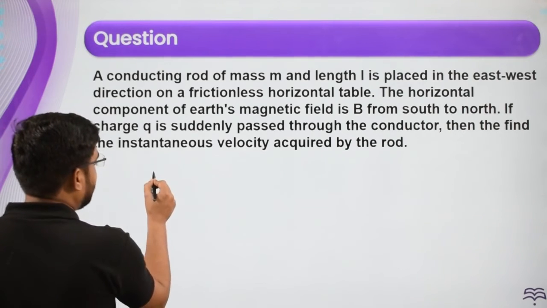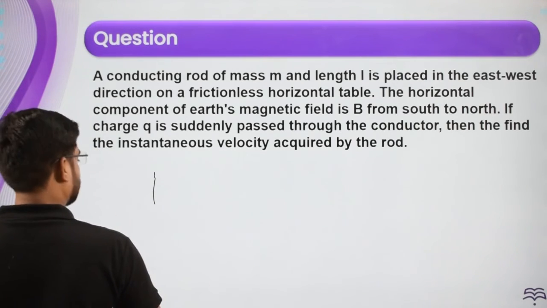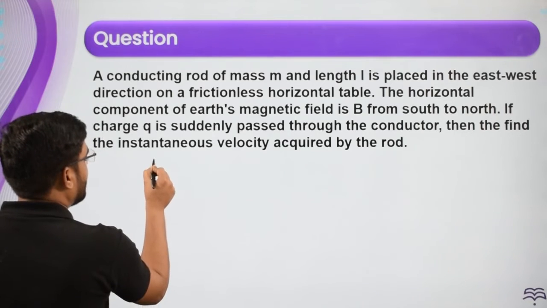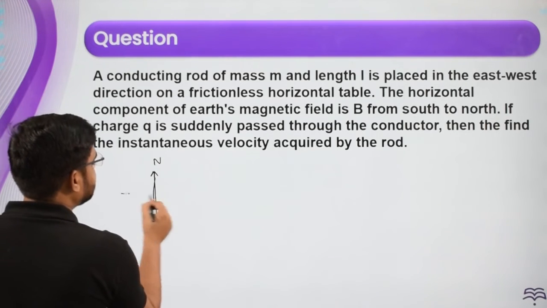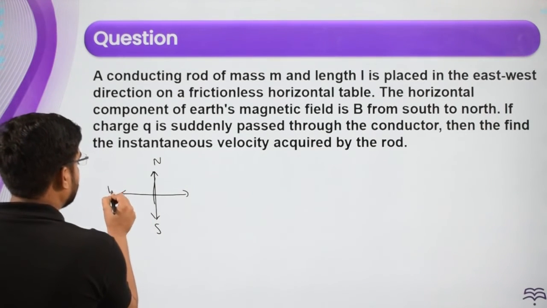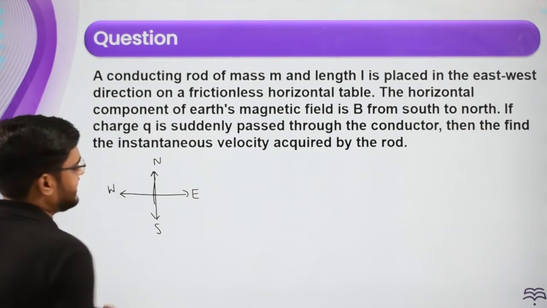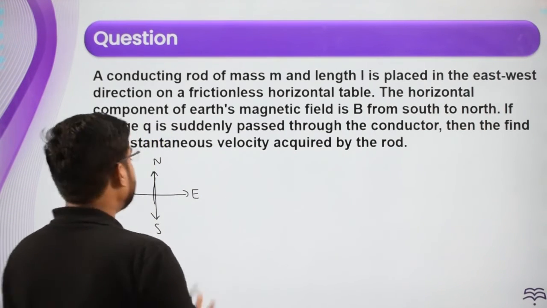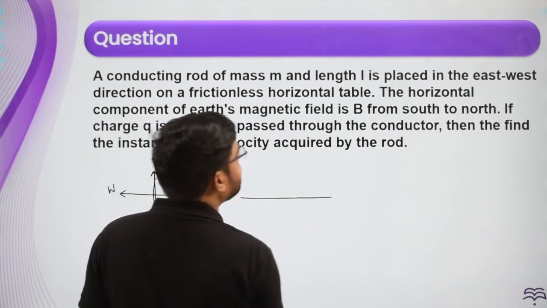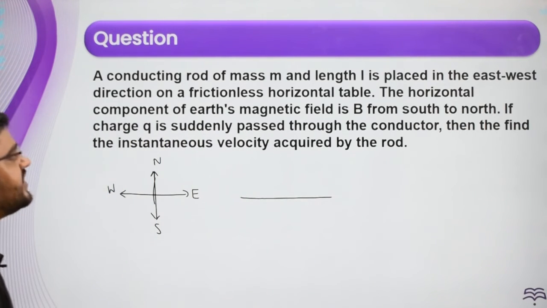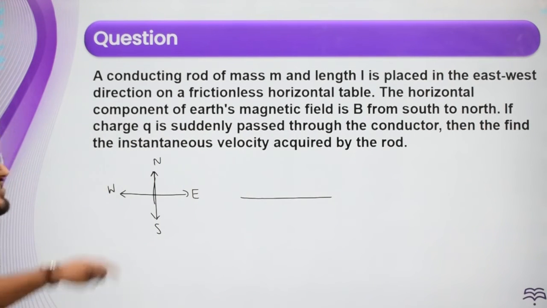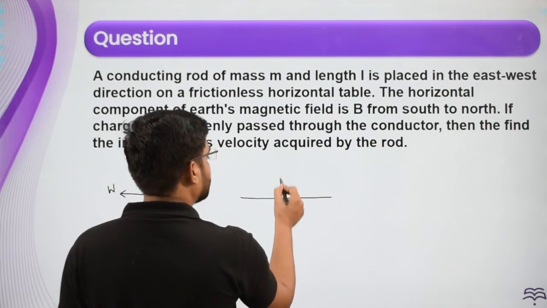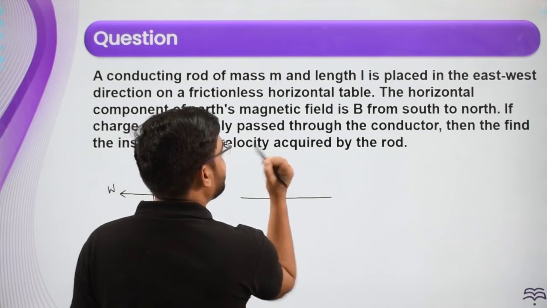So we'll be saying that this is my north-south direction. This is my west-east direction. I'm just keeping the direction sign. Okay. And then they are saying a conducting rod of mass m is kept in east-west direction. So the rod is kept in east-west direction like this, right? On a frictionless horizontal table. This is the top view. And then the magnetic field is acting from south to north. So this is the direction of magnetic field.